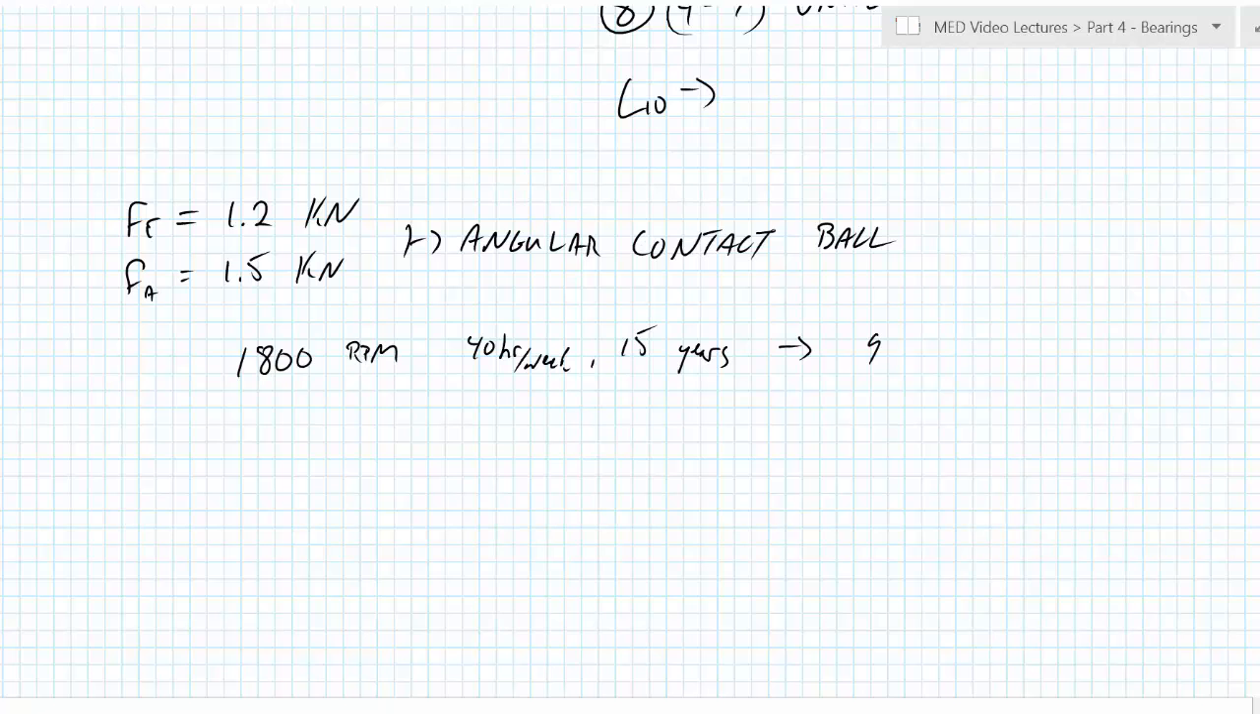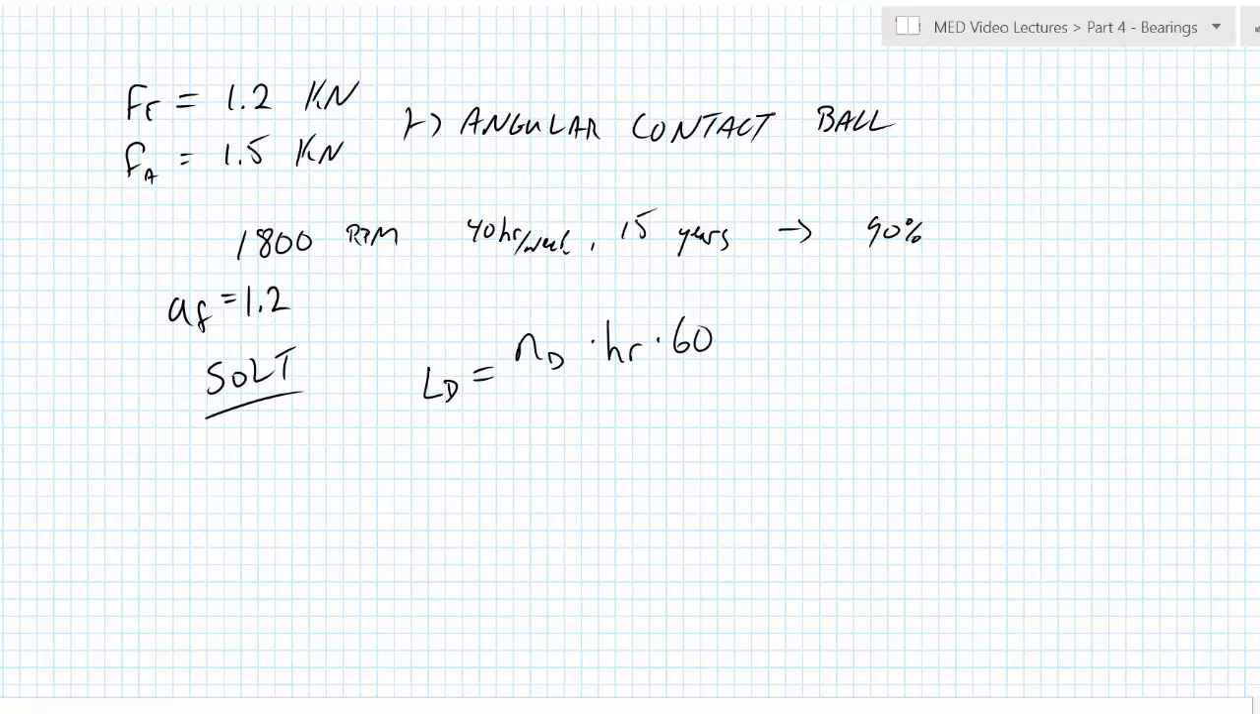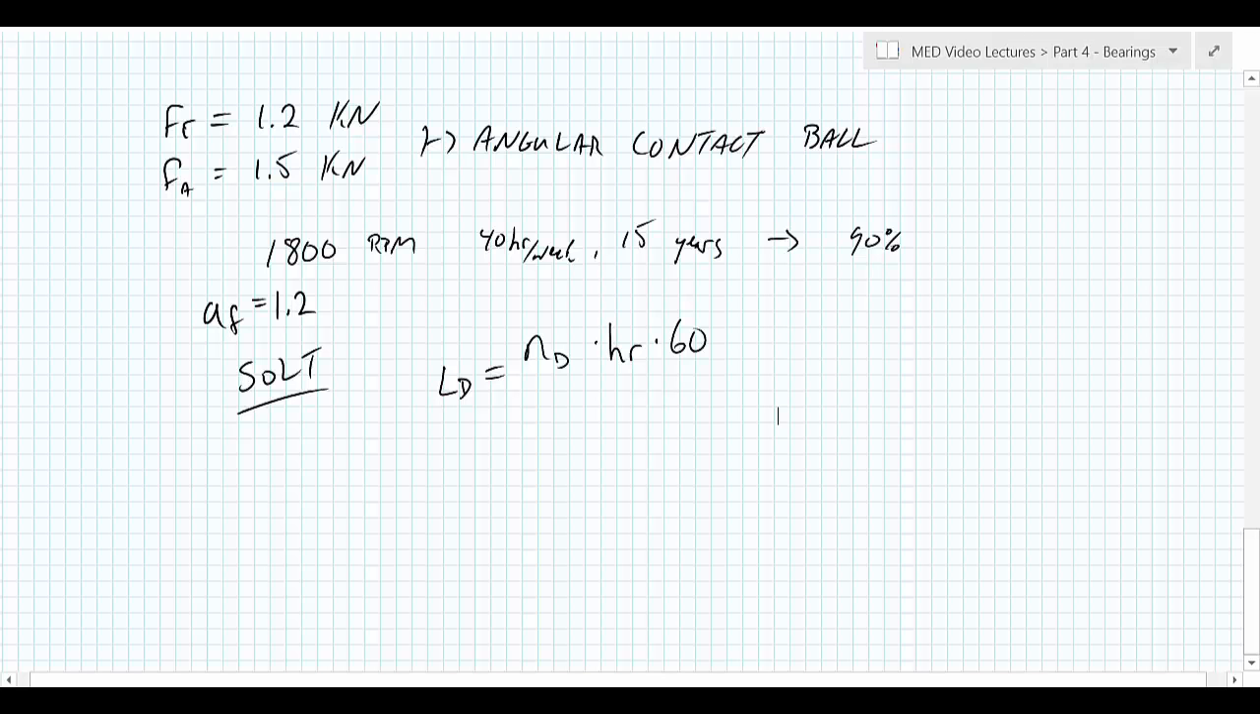Let's just use the catalog rating of 90% reliability. Let's simplify things slightly. So we'll figure out the life that we want to get out of this thing, and then follow our iterative process to go from there. So based on our application and our loading, we can say that application factor 1.2 is appropriate. All right, so here's our process. First of all, we need to figure out the life ratio that we want to get out of this thing. So our L10 would be the speed multiplied times the hours it needs to be running, and then 60 to get from hours to minutes. So the life we want to get out of this thing is 1800 RPMs, so 1800 revolutions, going for 40 hours in a week.